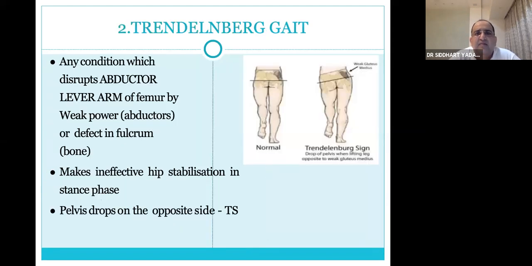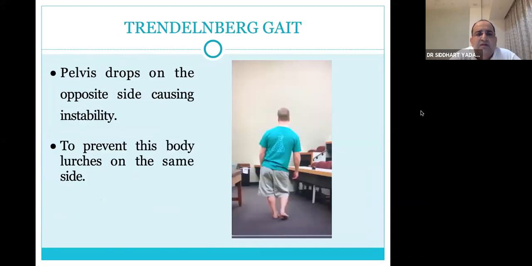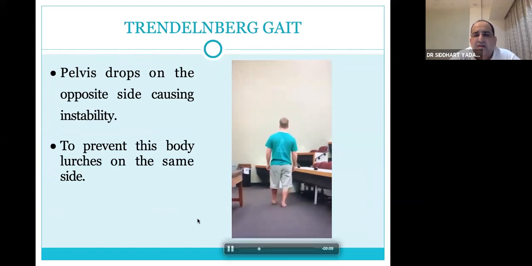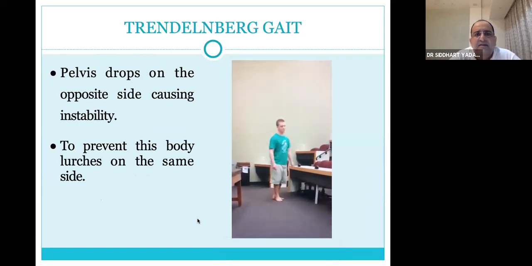Second is, what is Trendelenburg gait? Now, as you must be knowing what Trendelenburg sign is: any condition which disrupts the abductor lever arm of the femur by weak power of abductors, or a defect in the fulcrum, that is the bone, or makes hip stabilization ineffective in the stance phase. So what will happen? The opposite side of the pelvis dips like this. So clinically, when a person walks, the opposite side of the pelvis dips. This is called Trendelenburg gait or gluteus medius gait.